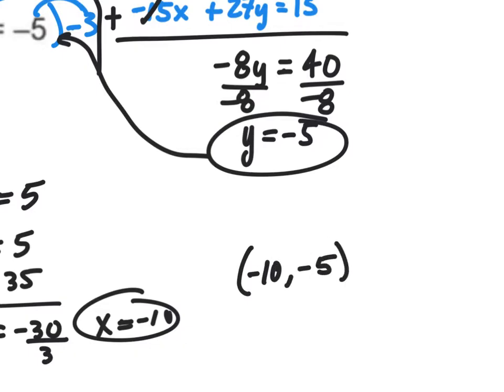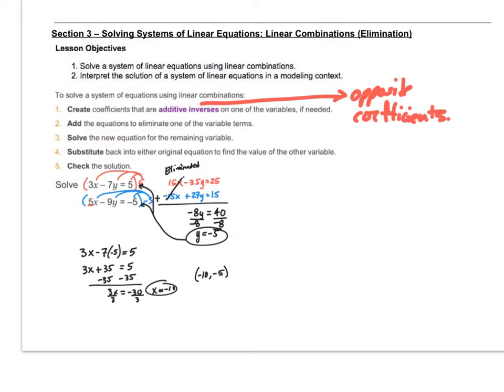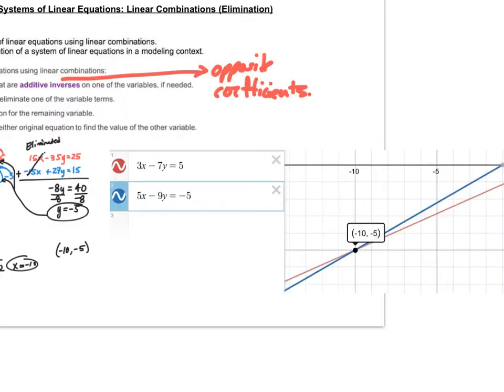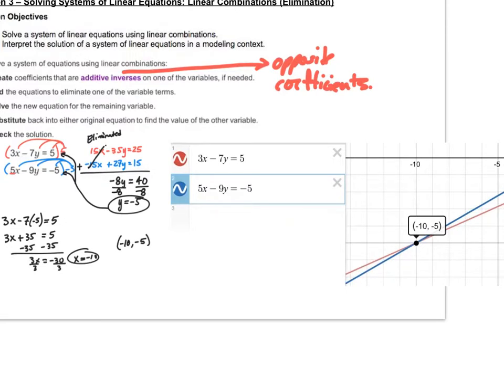Okay, now what I'm going to do is graph these to just verify that we do have the intersection point of negative 10, negative 5. So I'm going to go into Desmos, graph those, and be right back. All right, so after I've graphed this, we do in fact have a verification that we did get this correct. We have the point negative 10, negative 5, and that's what we got algebraically here by using the elimination method.